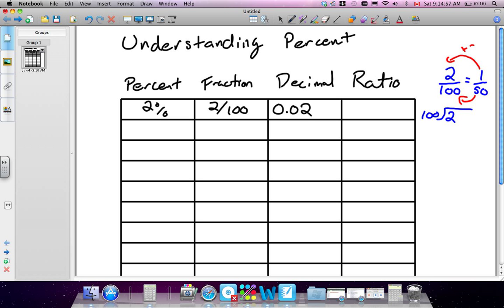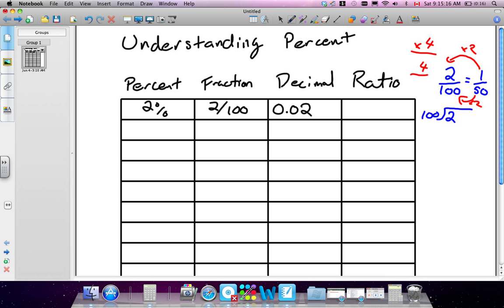Let's say we want to make another equivalent ratio. What can we multiply by? We can multiply by, I believe, 4. Sure. So let's multiply by 4. 1 over 50 multiplied by 4. What would that look like? That would be 4 over 200. Yeah, that's right. These are all equivalent ratios.